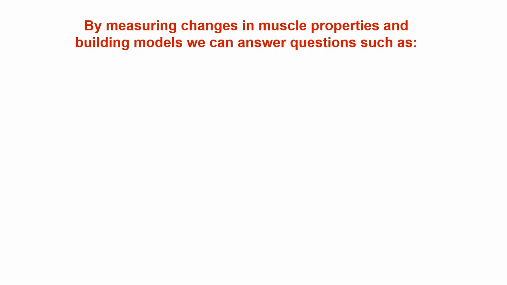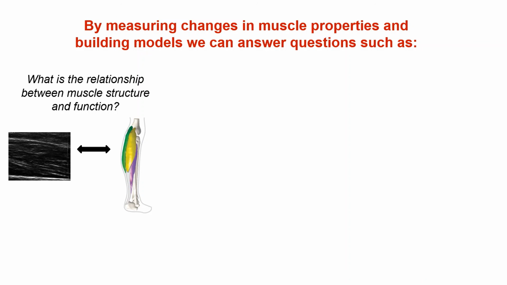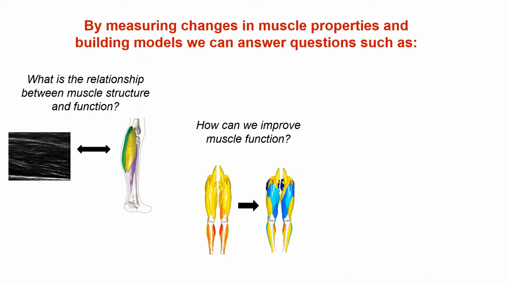So from all the cool studies you've just heard about, we know how to measure changes in muscle properties and build models, and this allows us to answer new questions, such as relationships between muscle structure and function. We heard about experimental measures such as ultrasound to measure the structure of muscle, and we also heard about complex 3D models to recreate muscle structures and predict their function. With these techniques, we can measure changes in structure and function to determine relationships between the two.